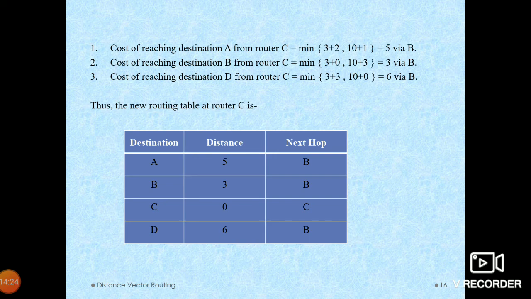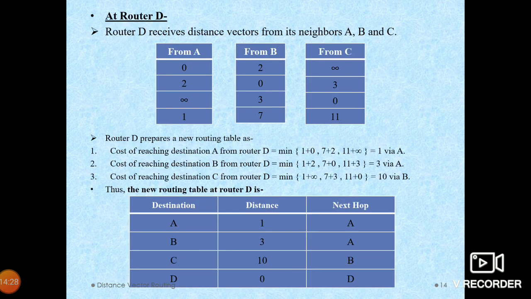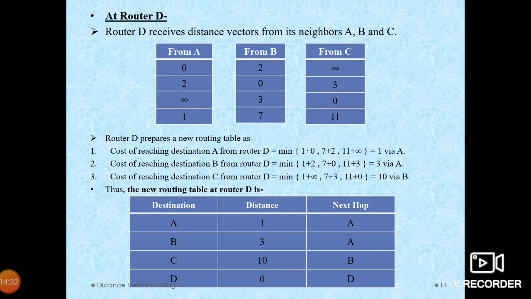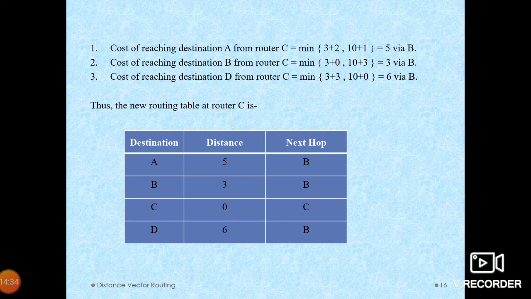So 3 is considered the shortest cost, and the cost of reaching D from router C is 6 via B. So in the previous routing table at router C it was 5, 3, 10, and now we have got 5, 3, 0, 6. So that is reaching D, we have found some more shortest distance. So this is the new routing table at router C.